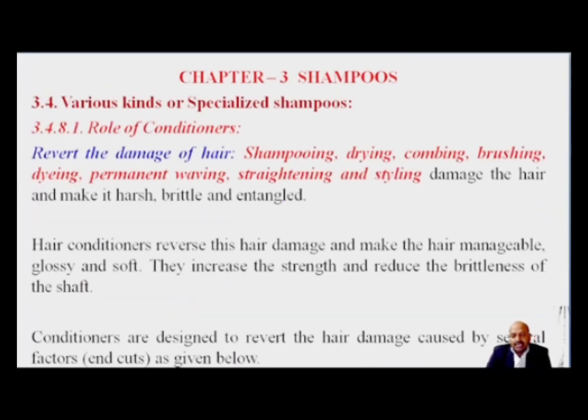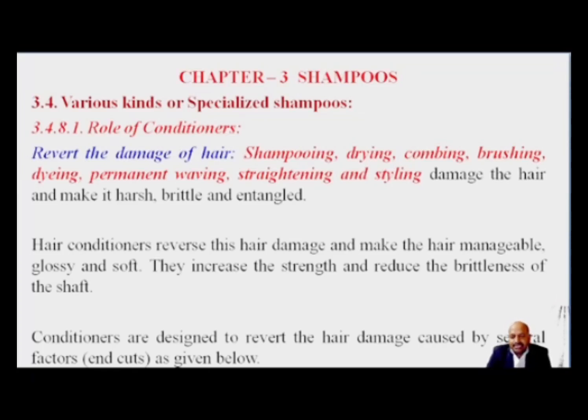So, what is the role of these conditioners? Actually, they revert the damage of hair. The main purpose of the conditioners present in the shampoo is to revert the damage of the hair. Sometimes shampooing, drying, combing, brushing, dyeing, permanent waving, straightening and styling damage the hair and make it harsh, brittle and entangled. Hair conditioners reverse this hair damage and make the hair manageable, glossy and soft. They increase the strength and reduce the brittleness of the shaft.